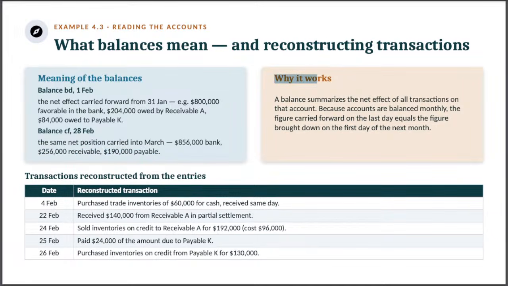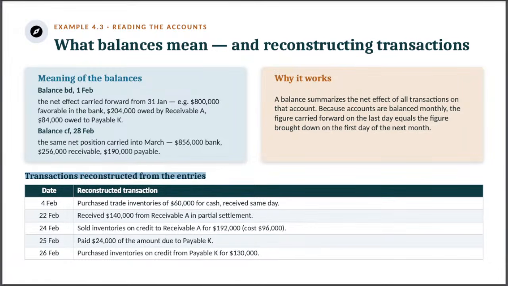Now let's look at why it works. The balance summarizes the net effect of all transactions on that account. Because accounts are balanced monthly, the figure carried forward on the last day equals the figure brought down on the first day of the next month. So we have the carry forward and the brought down.